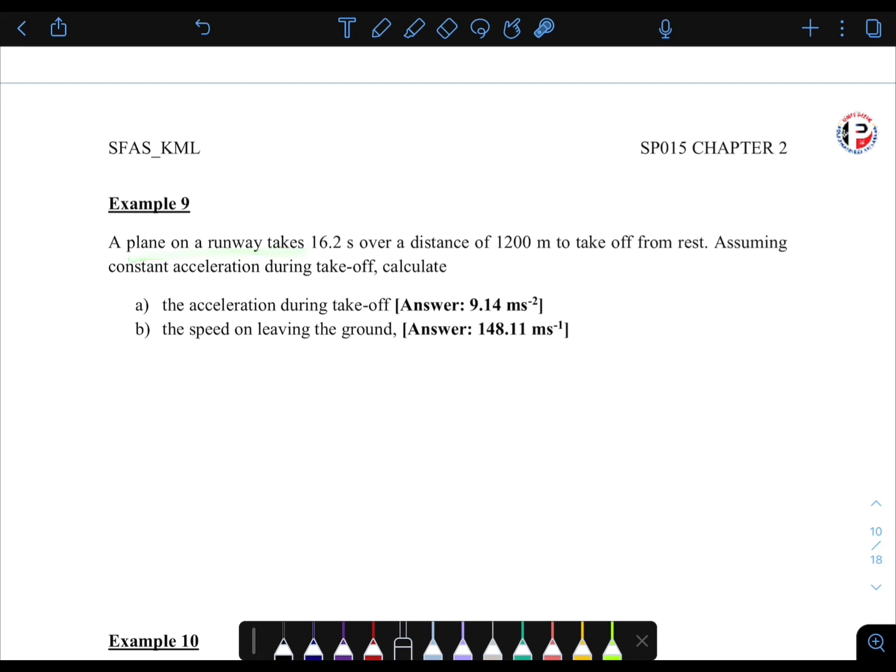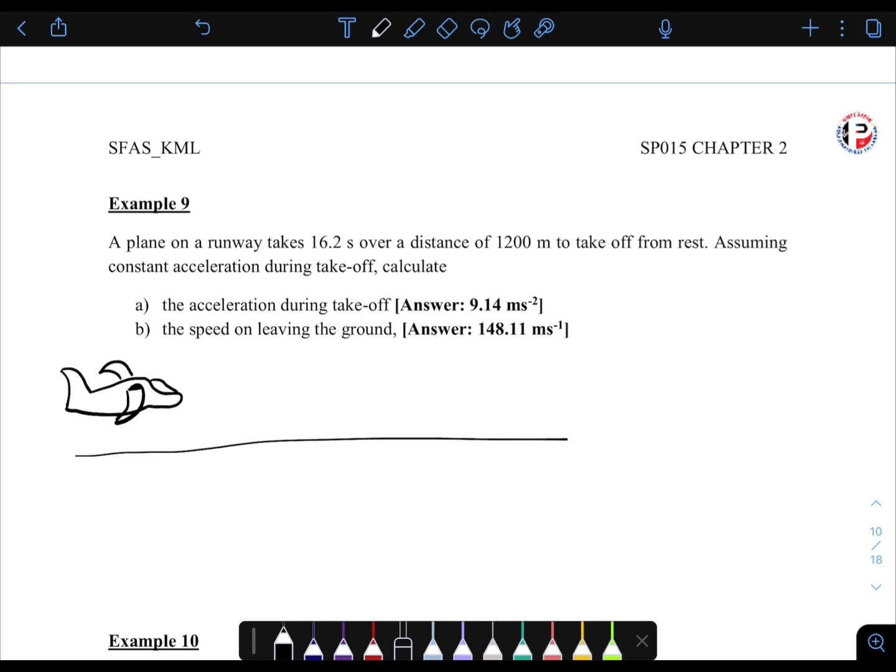You have a plane on a runway that takes 16.2 seconds over a distance of 1,200 meter to take off from rest. Assuming constant acceleration during takeoff, calculate the acceleration during takeoff and also the speed on leaving the ground. Okay, the first thing here is we are going to understand. The question here is about a plane.